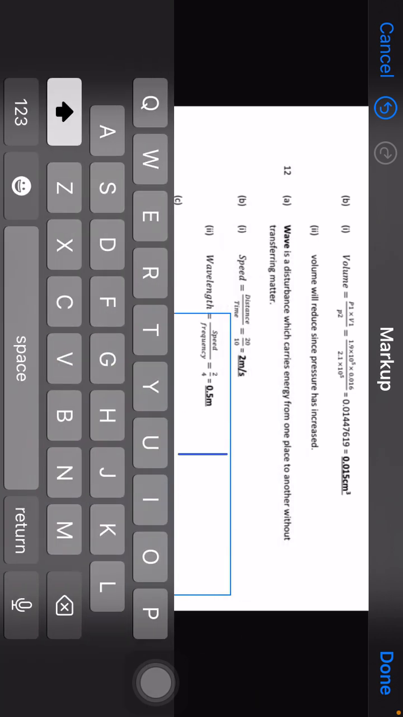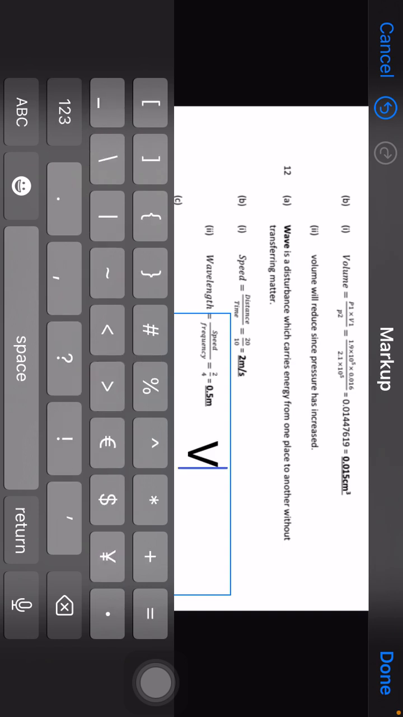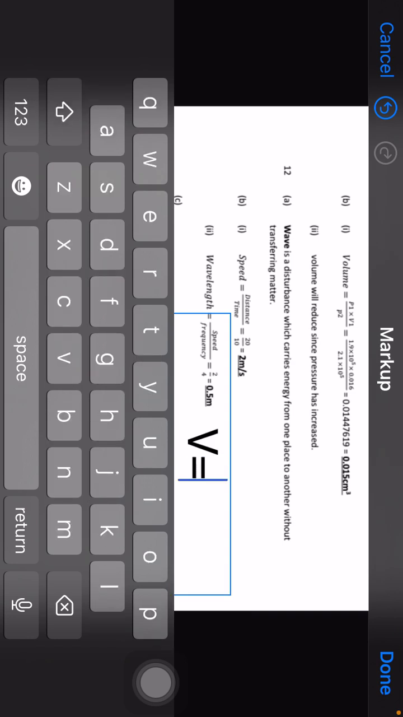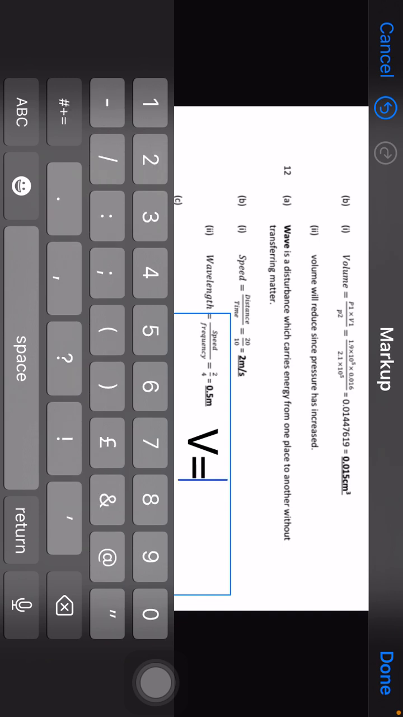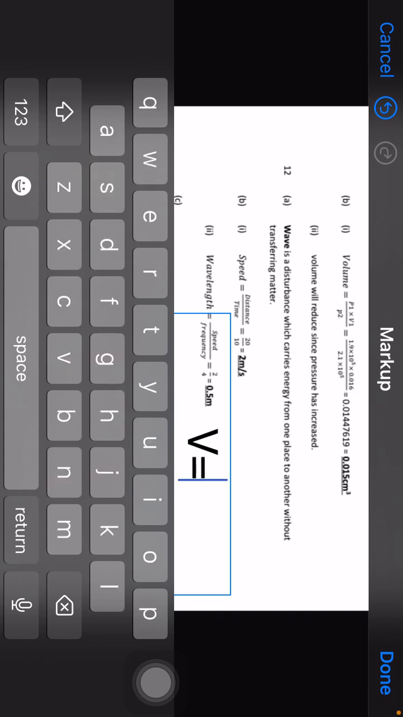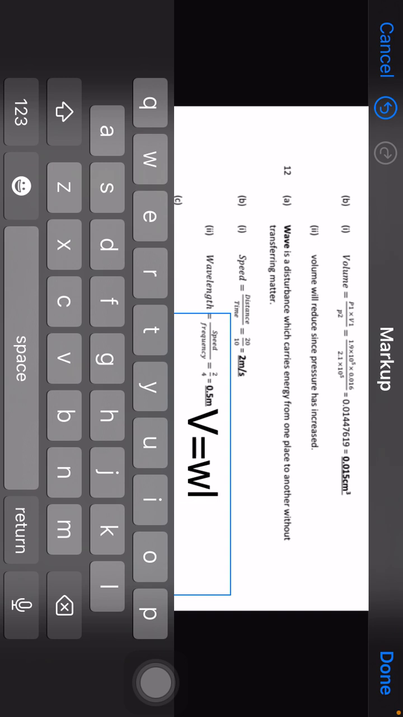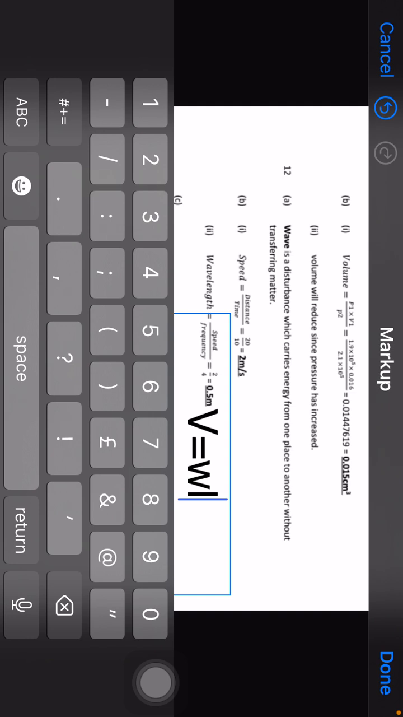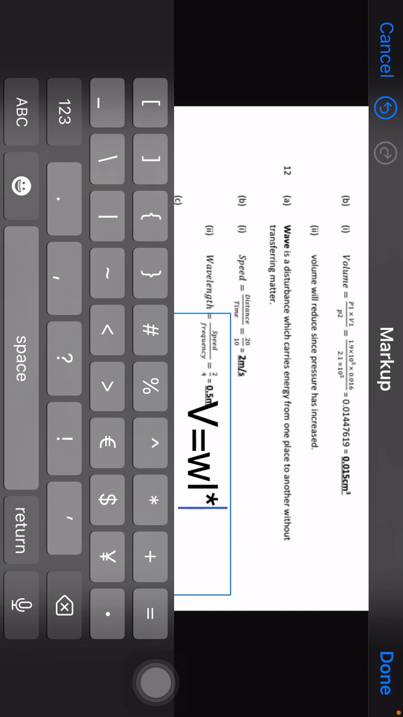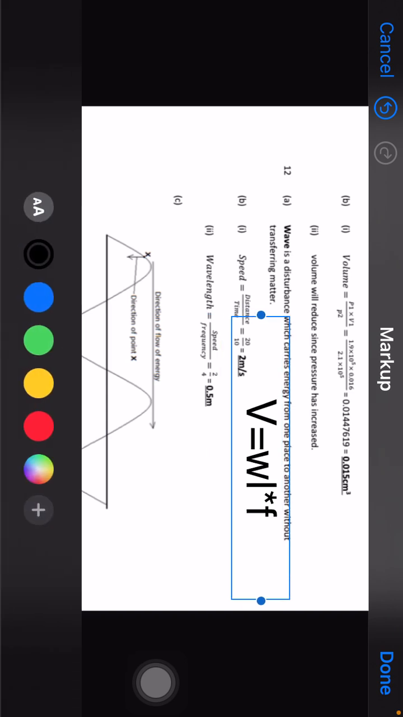Okay. So we're saying that the speed of the wave is equal to what? It's equal to lambda. We don't have a symbol for lambda here, so I will simply say WL, short for wavelength, times frequency, represented by f. This is a wave equation.